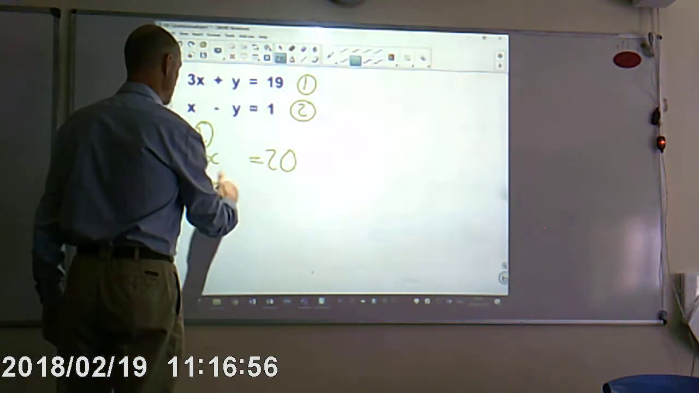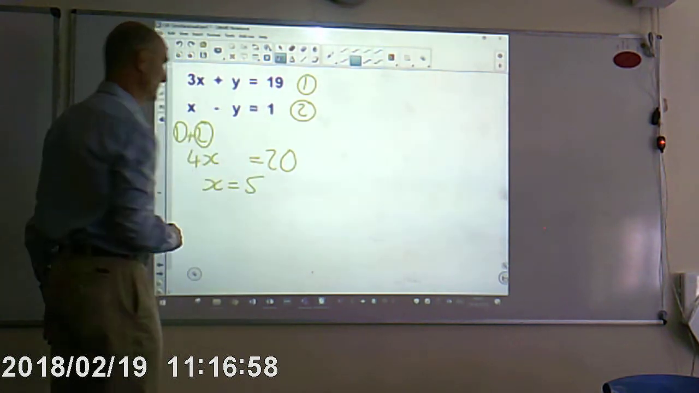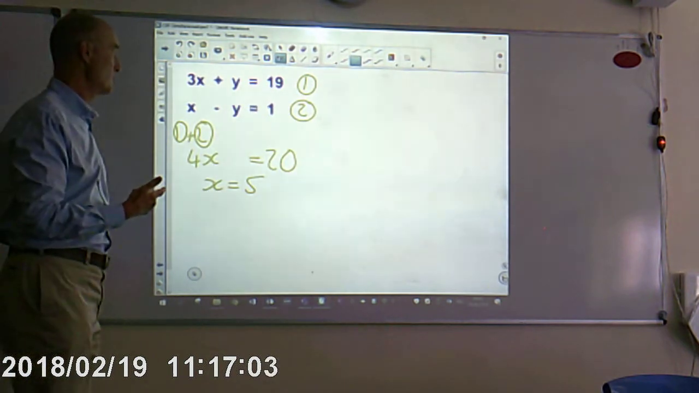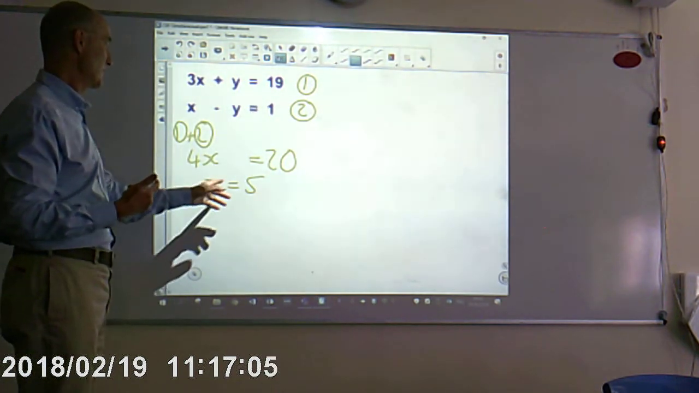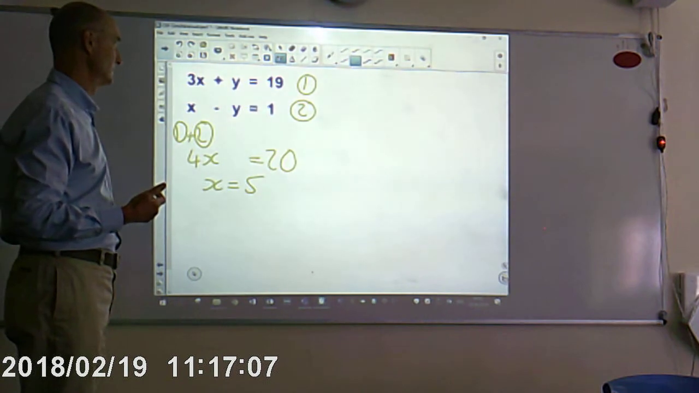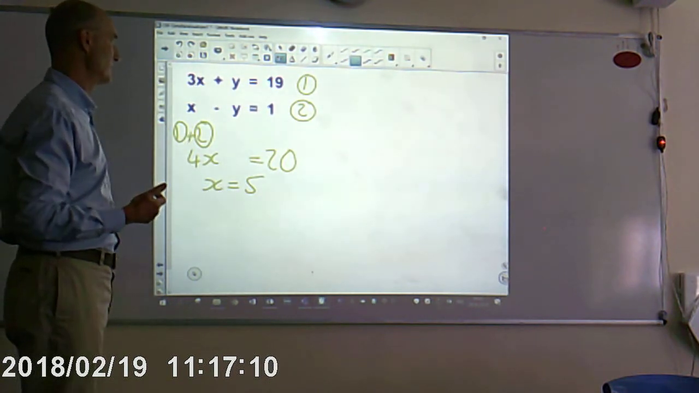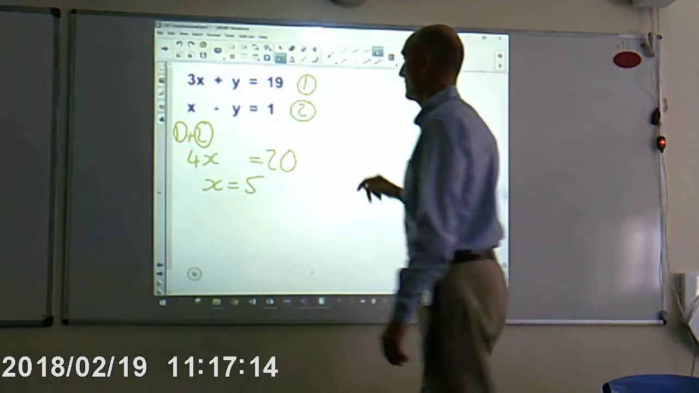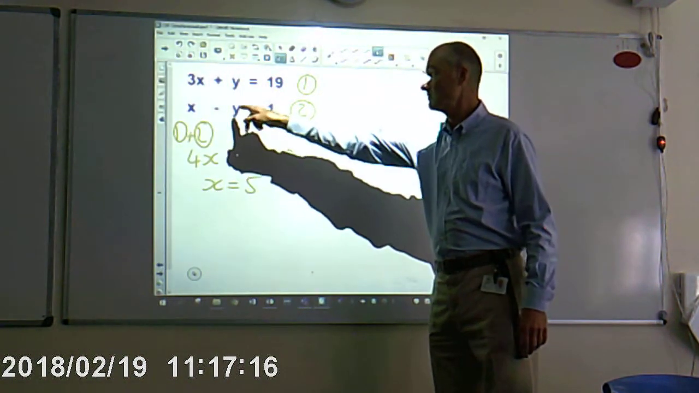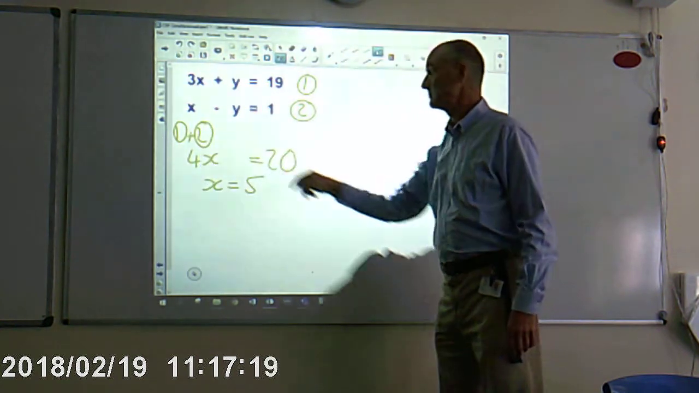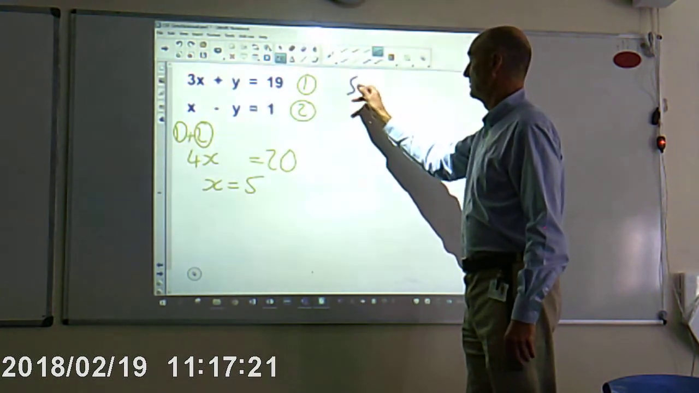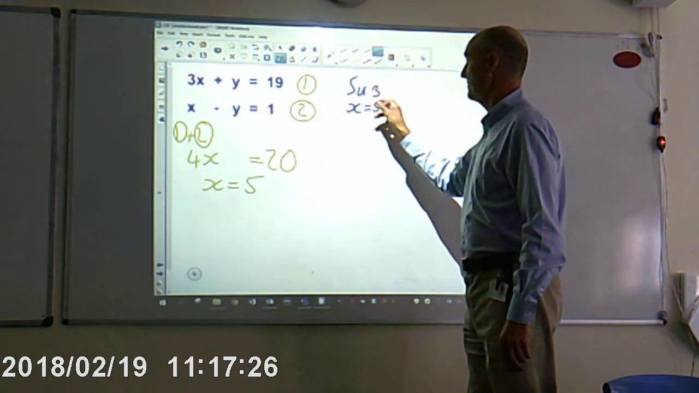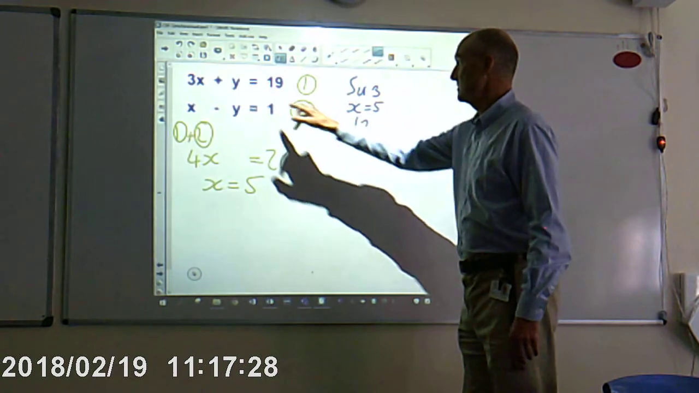So x equals a value of 5. So already we've got one of our variables a value of 5. X equals 5. But we've still got to find the value of y. So this goes back to some basic algebra now. We've got a value of x. Let's put that value of x equals 5, in equation 2.